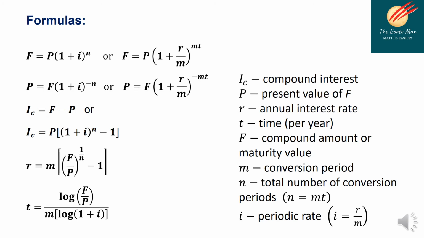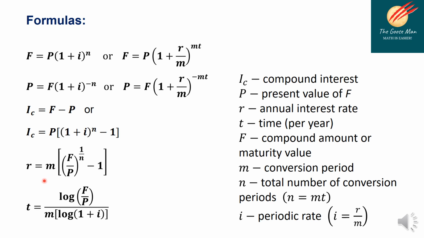Let's talk now about the formulas that we will use for the compound interest. The first one is the future value. Since our i is equal to the periodic rate, the future value is equal to the present value times (1 plus r over m) raised to mt. Also, the present value is equal to future value times (1 plus r over m) raised to negative mt. The compound interest is almost similar to simple interest, so that is actually future value minus the present value. Or, another formula is the present value times the expression (1 plus i) raised to n minus 1.